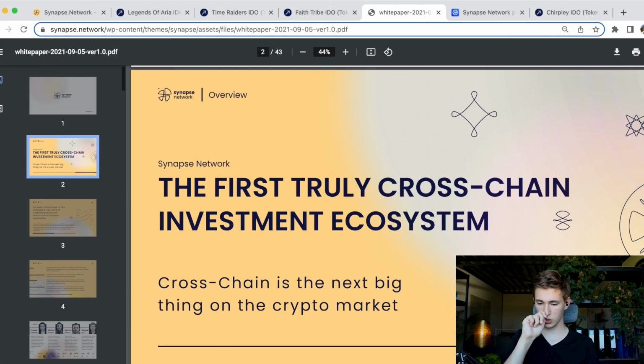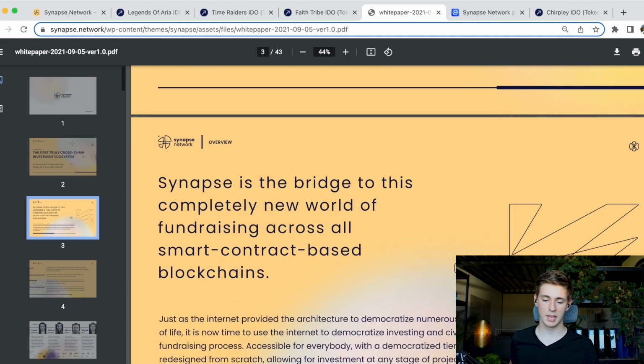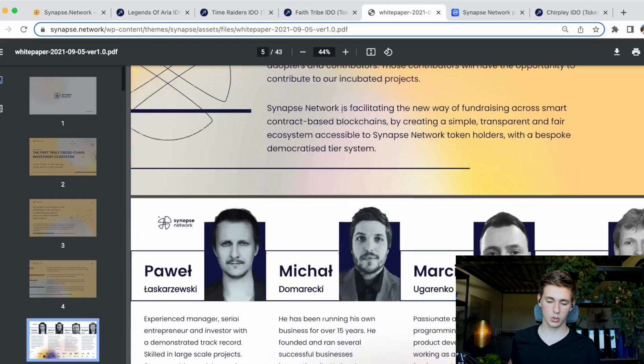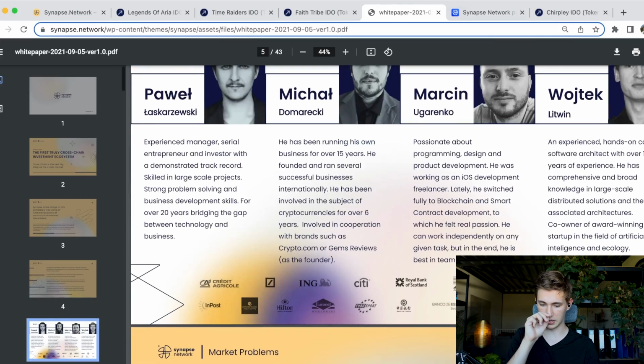So the first, truly cross-chain investment ecosystem. Cross-chain is the next big thing in the crypto market. True, by the way, absolutely true. So it's a big USP. Synapse is the bridge to this completely new world of fundraising across all smart contract based blockchains. So this is all their market research, and then here we have their teams.